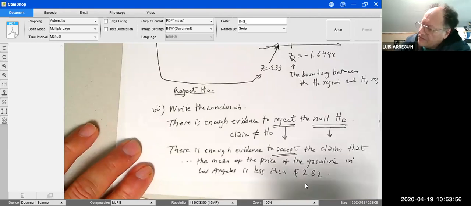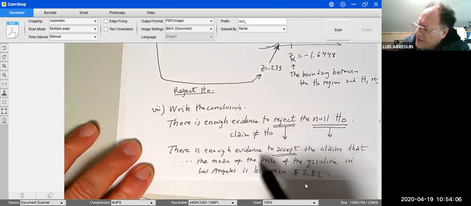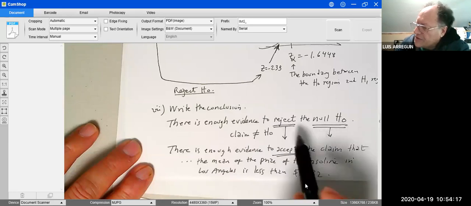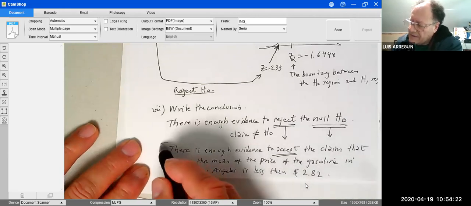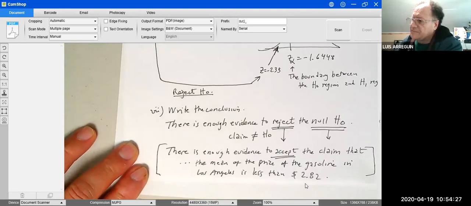So you just rewrite or rephrase the claim. The important part here is the verbs that you're going to use. The only verbs you use in your final answer are reject or accept when talking about the claim, because remember, you cannot write that you accept the null. Never. You never accept the null. You reject or don't reject the null. But for the final answer, this is what we need, and this is what you need to give me in the final exam. So that's one problem using the critical value method.